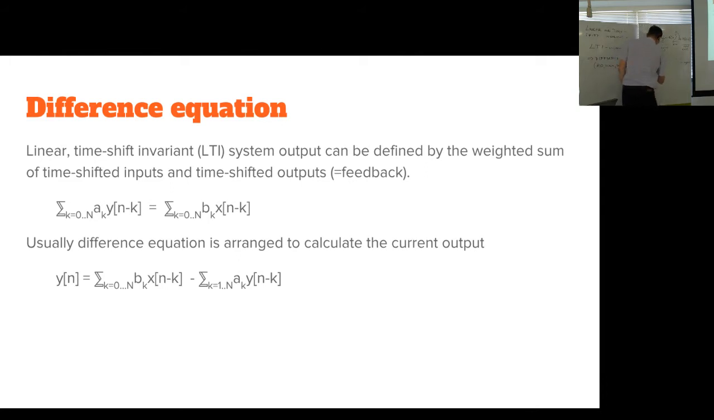And basically, here you would have x of n. Let's make a delay chain. So here we have one time step delay, another, and so on. So at this point, you have x of n minus 1, x of n minus 2, x of n minus 3, and so on.